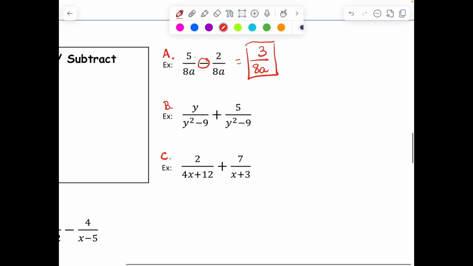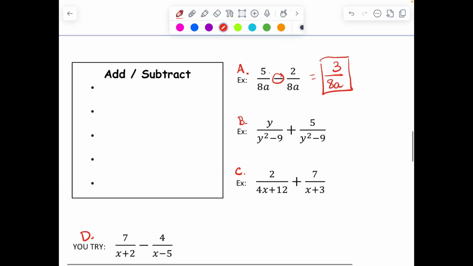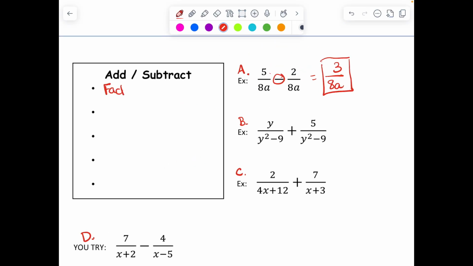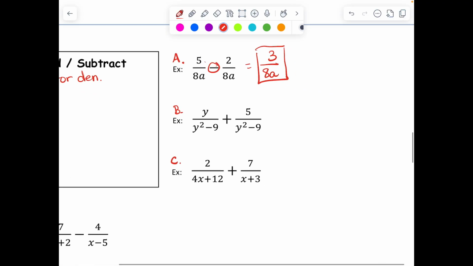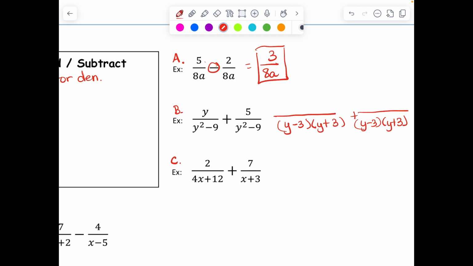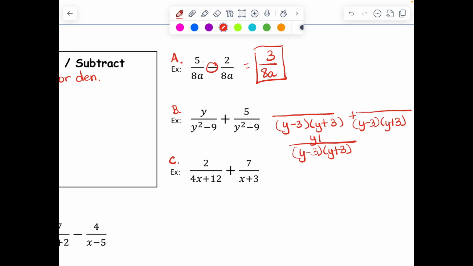All right, so with our second one, B, we may have to factor the denominator on this one. So we look at this one, this is difference of squares. So this is y minus 3 and y plus 3 on both. So we know they're alike. So when we're adding, we keep the denominator, y minus 3, y plus 3, and we add the top pieces. So that is y plus 5.